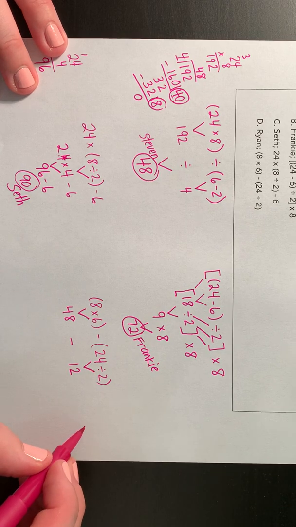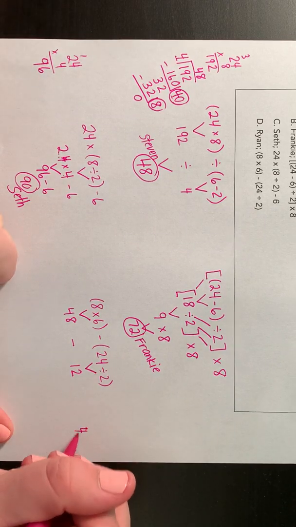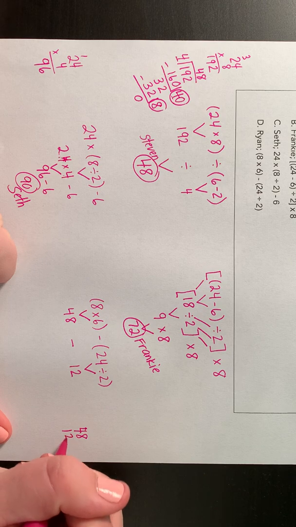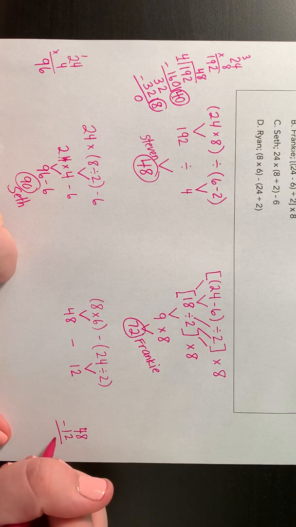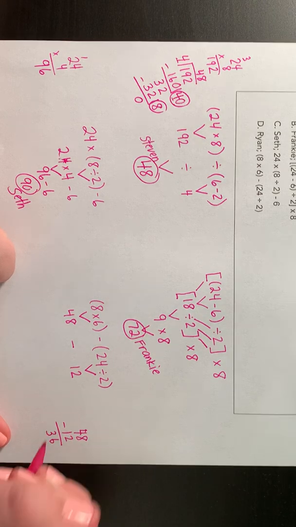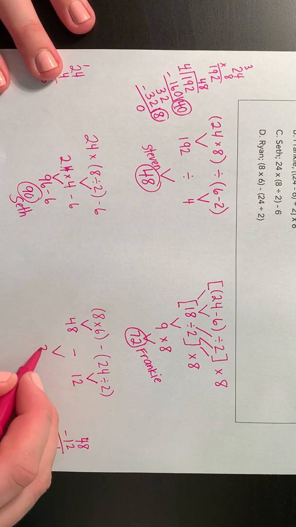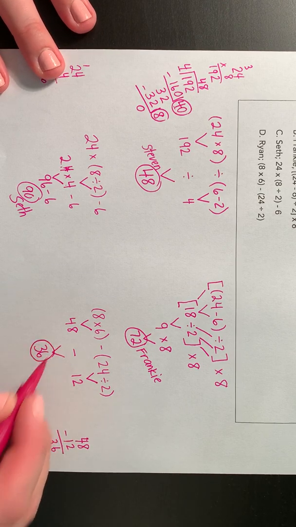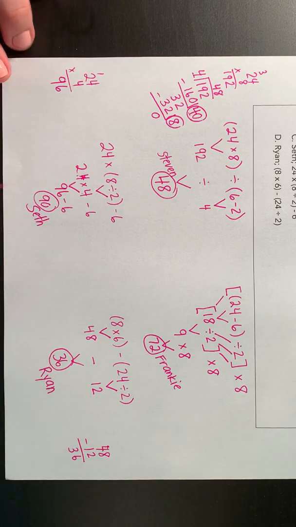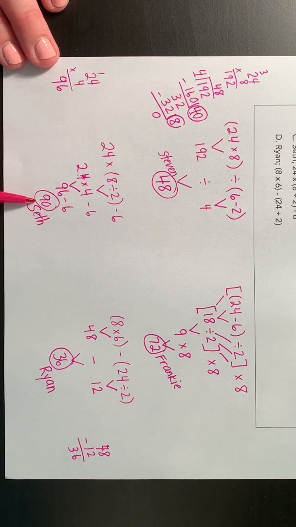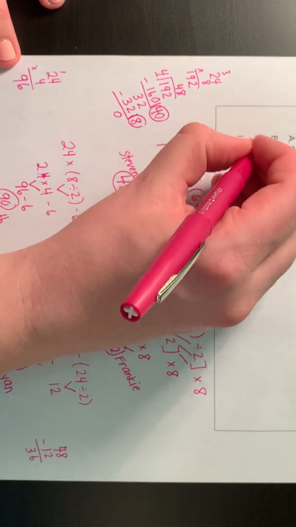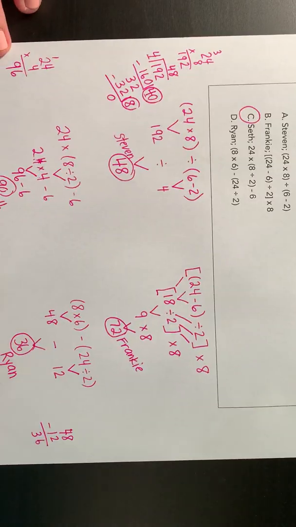48 minus 12, I'm going to line that up next to my problem to make sure that I get it correct. 8 minus 2 is 6. 4 minus 1 is 3. So I know that Ryan's answer was 36, and he probably came in last. So it's obvious here that Seth with 90 was the winner of the game. So the answer is C.